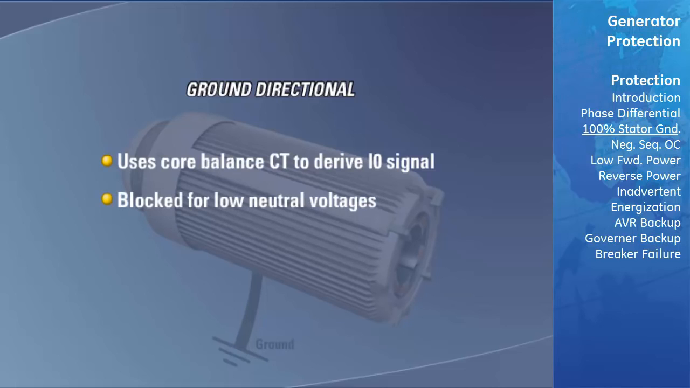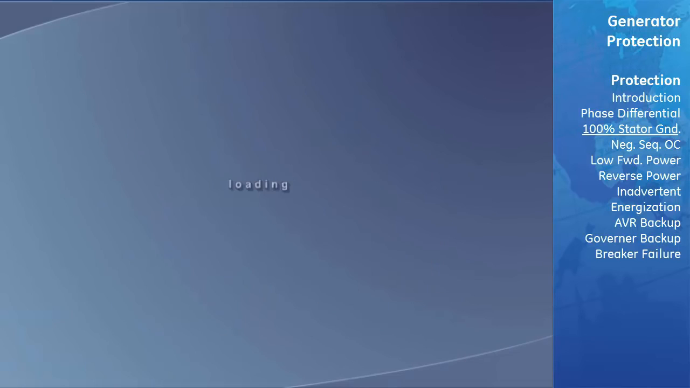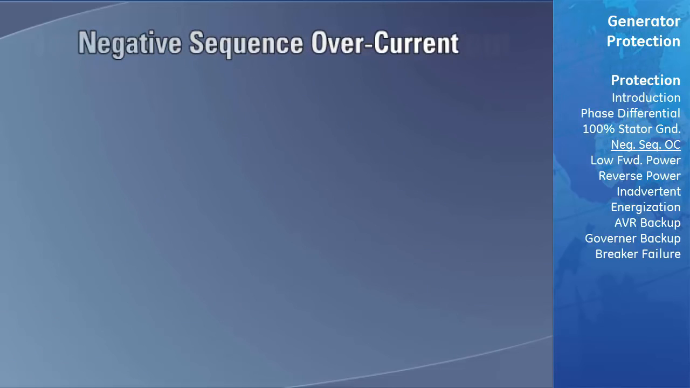The protection element is blocked for low neutral voltages. If the ground directional element is enabled, the neutral overvoltage element should be coordinated with it. In cases of parallel generator grounds through the same point with individual ground switches, it is recommended to use a ground switch status function to prevent maloperation of the element. Negative sequence overcurrent is also a primary generator protective element.